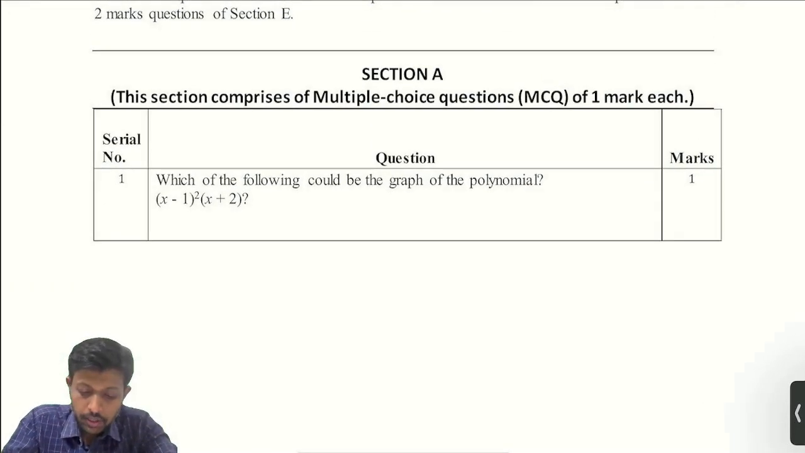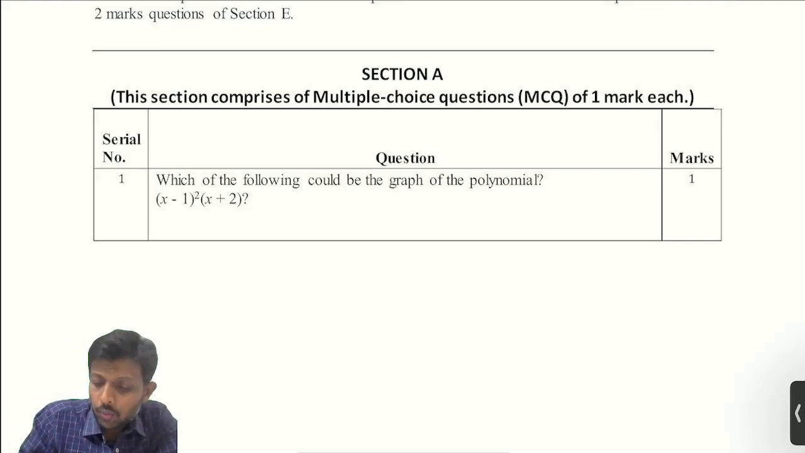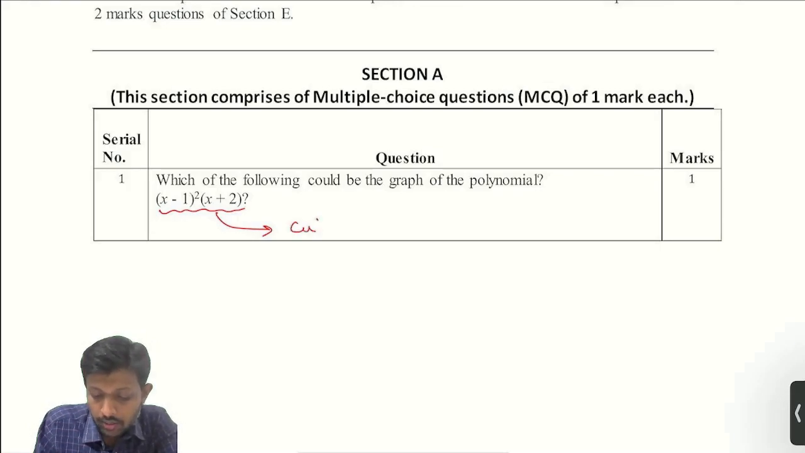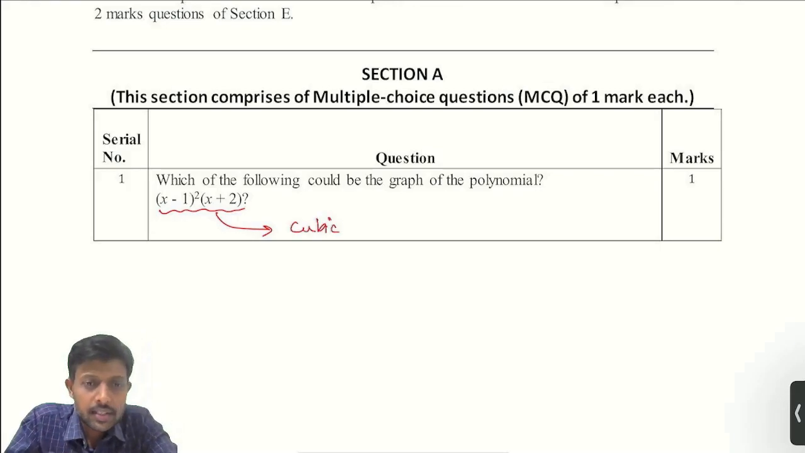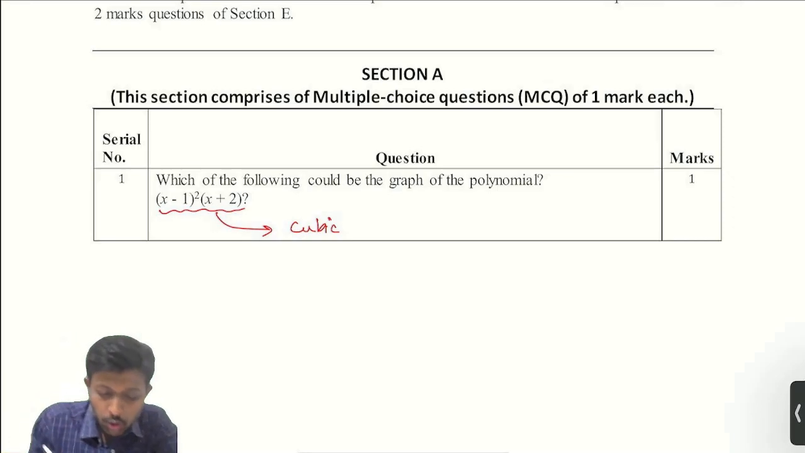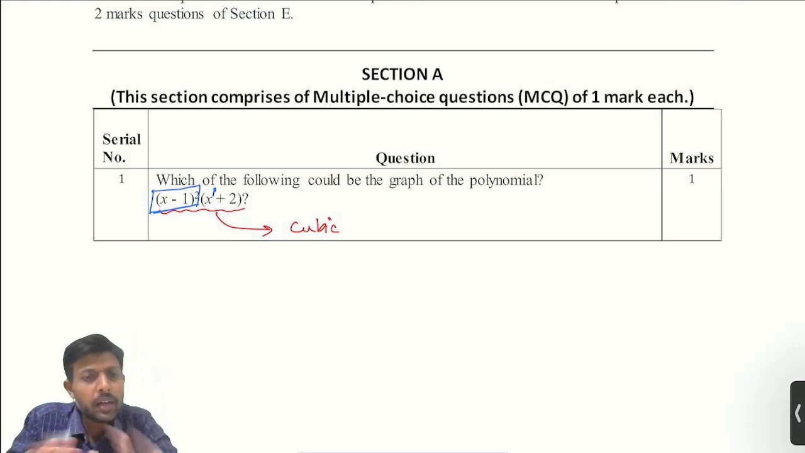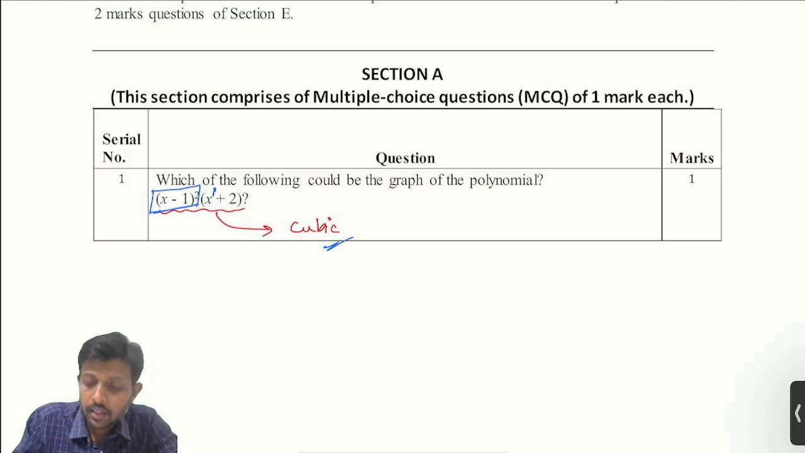Which of the following could be the graph of the polynomial (x minus 1) whole square into (x plus 2)? Now, what type of a polynomial is this? Is this a quadratic polynomial or a cubic polynomial or a linear polynomial? We can see it's a cubic polynomial. How did I know that? 2 powers of x comes from this term and 1 comes from this term. So if you multiply, you are eventually going to get one term where x will be raised to the power 3. So that's why it's a cubic polynomial.